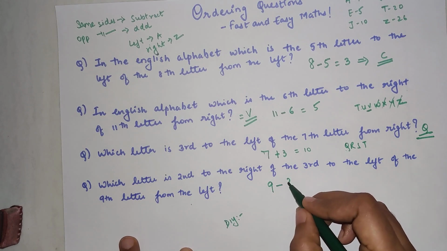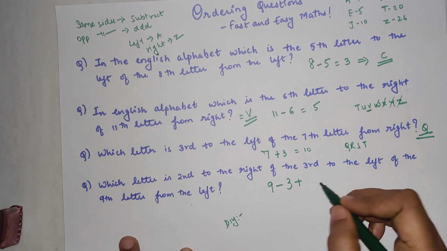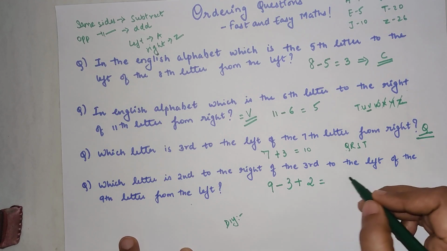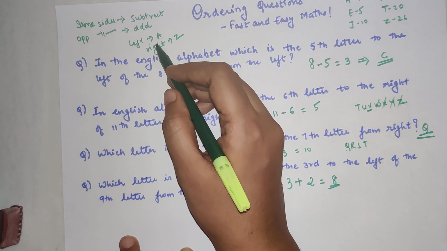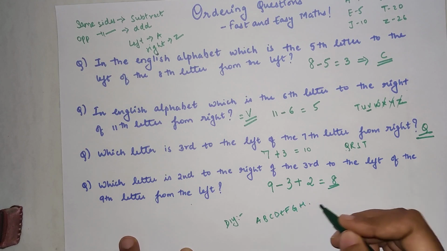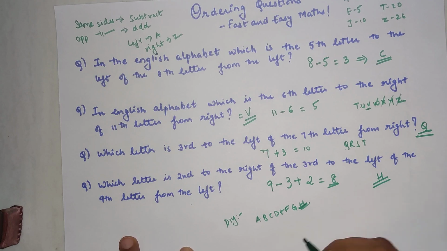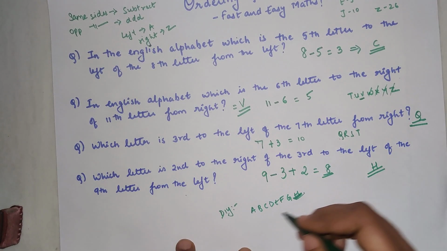So this is 3, then this left is followed by right, so you're going to add. So 9 minus 3 is 6, plus 2 is going to be 8. 8 from the left means you're starting from your A. So A, B, C, D, E, F, G, H, right? And H is your 8th letter. So the answer for this question is letter H.